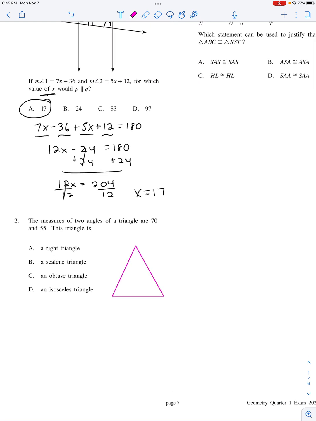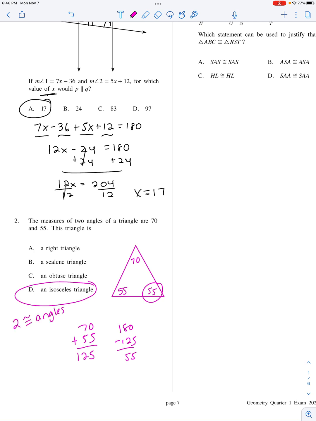Okay, number 2 is about a triangle, but they only gave you 2 of the angles. You should always find the third angle before you decide what kind of triangle it is. So 70, 55, and it doesn't matter where you put them. Add them up, subtract from 180 to get the third angle, and that angle actually comes out to be 55 also. So since 2 angles are equal, it's got to be isosceles. An isosceles triangle has 2 congruent angles and 2 congruent sides. A right triangle would have a 90-degree angle. A scalene would have 3 different angles. A right triangle would have one 90-degree angle, and an obtuse triangle would have one angle greater than 90.